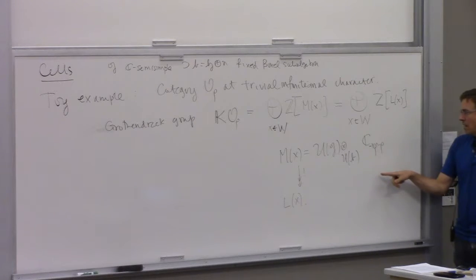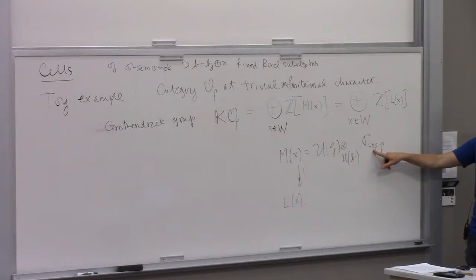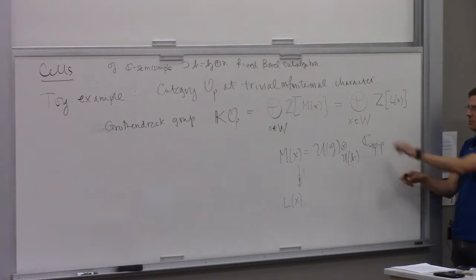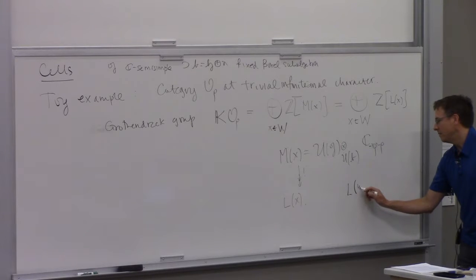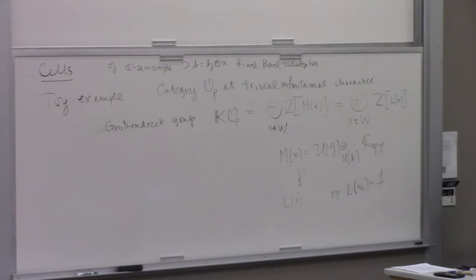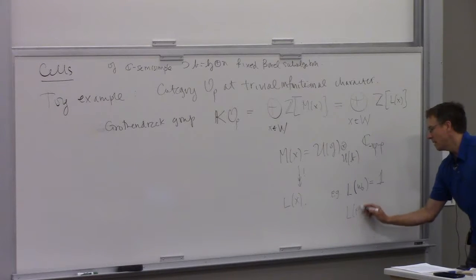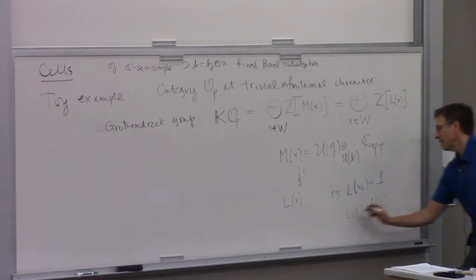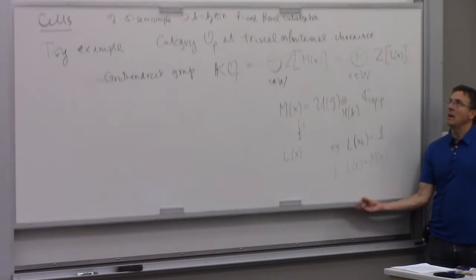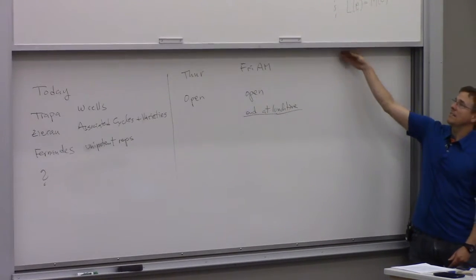So let's see. So if X is the long element of the Weyl group, then minus the long element row minus row, that becomes row. Did I do this? Yeah, that becomes row minus row 0. So this is set up so that this is the trivial representation of G. Okay, and L of E is M of E.